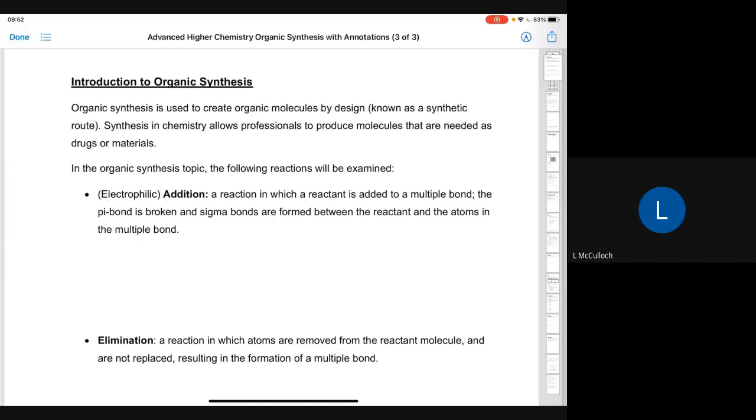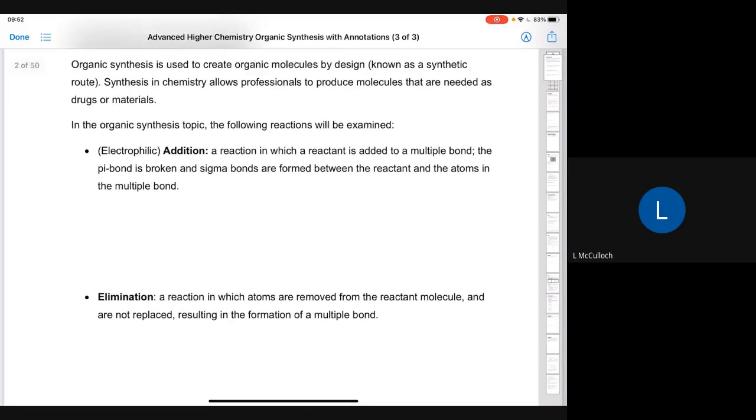And to do that, we use reactions. So in the organic synthesis topic, the following reactions will be examined. We've got our first reaction, which is an electrophilic addition. For the most part, we can just call that an addition reaction, but specifically it's an electrophilic addition. We're going to look at that word electrophilic and what it means a little bit later on. But basically an addition reaction is a reaction in which a reactant is added to a multiple bond. Multiple bonds are double bonds and triple bonds.